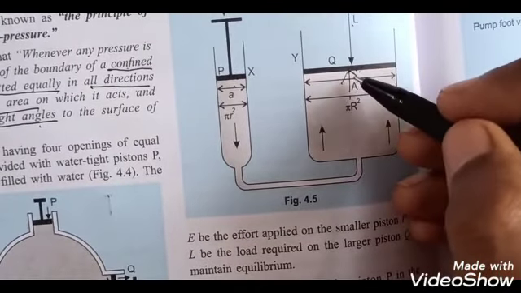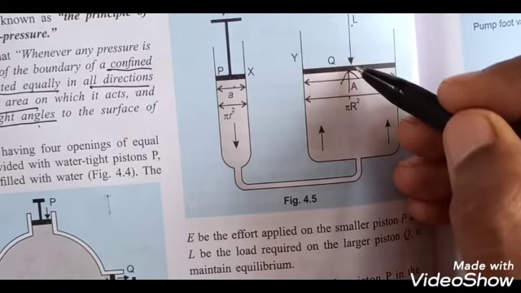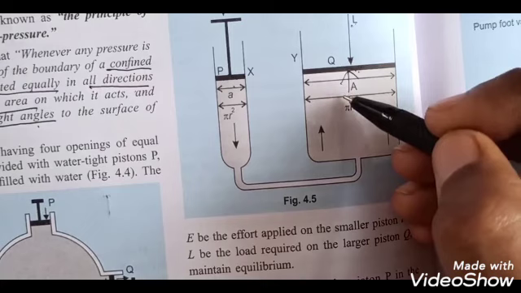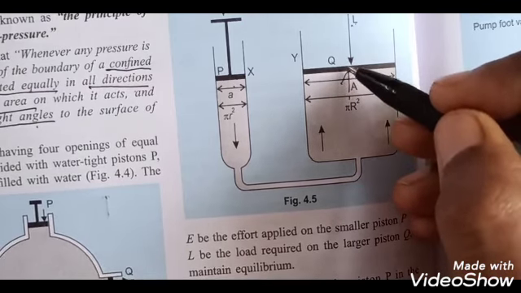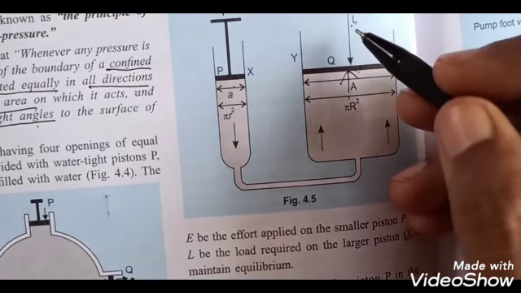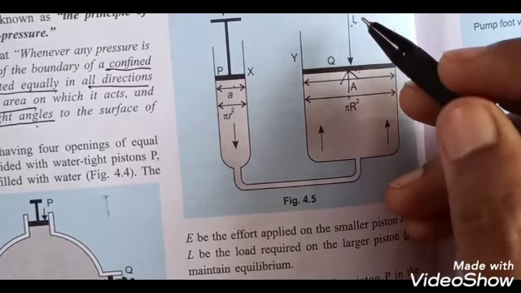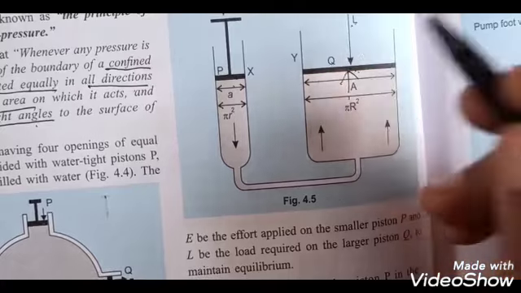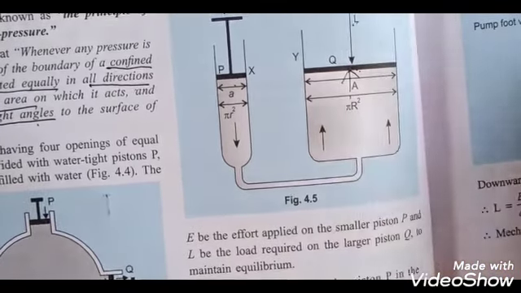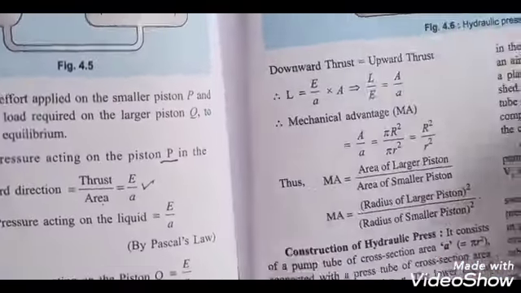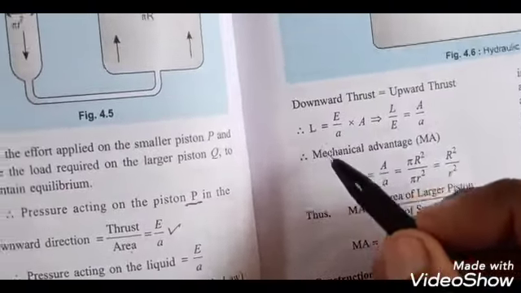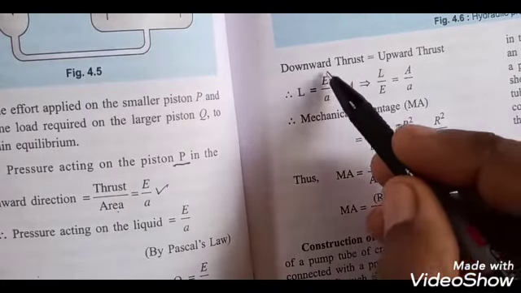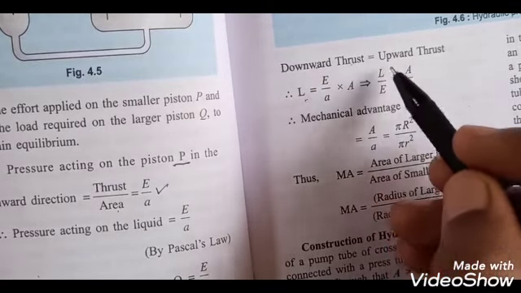Okay, acting upward. The downward thrust is L. L acting downward, and the thrust acting upward on piston Q, are the same when there is equilibrium. Equilibrium means this piston is neither going up nor coming down. That is equilibrium. And if that happens, L is equal to thrust.